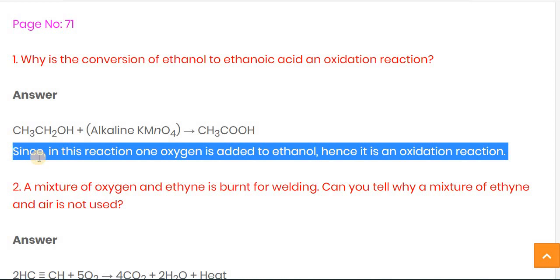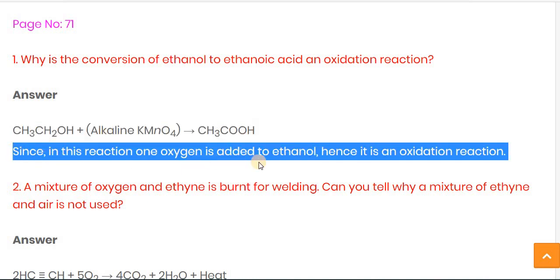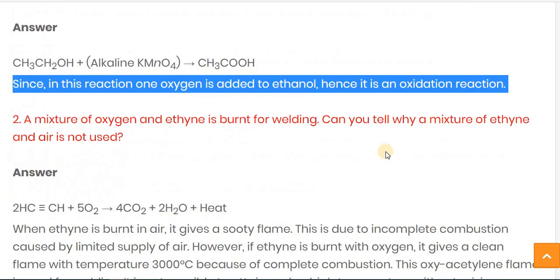So the answer is, here you can see the process: methane, ethane, ethanol. If we treat ethanol with alkaline KMnO4, meaning potassium permanganate, then it is converted into ethanoic acid. Here you can see one oxygen is added and it becomes a carboxylic group, meaning ethanoic acid. So since in this reaction one oxygen is added to the ethanol, hence it is an oxidation reaction.